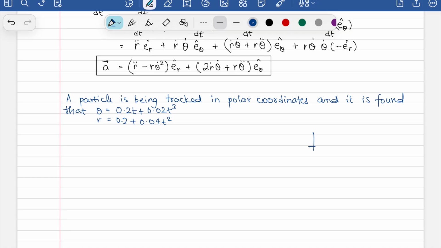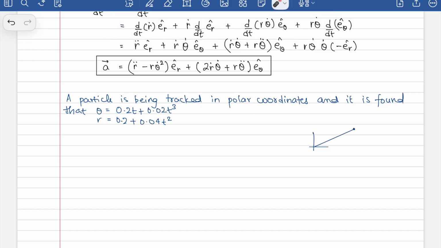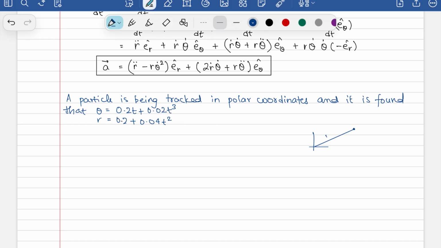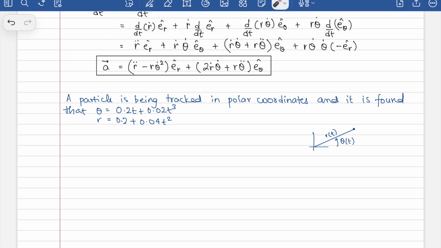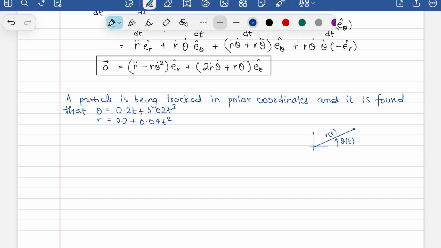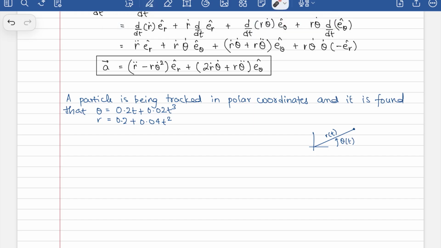It means that from some reference, this particle, at some time t, has its radial distance r defined according to this. So this is r of t, and at that same time instance, the angle being measured is given by this over here. So you can vary the time from 0, 0.1, 0.2, 0.3, and so on, and you'd be able to get a trajectory that defines how this particle is moving in space.